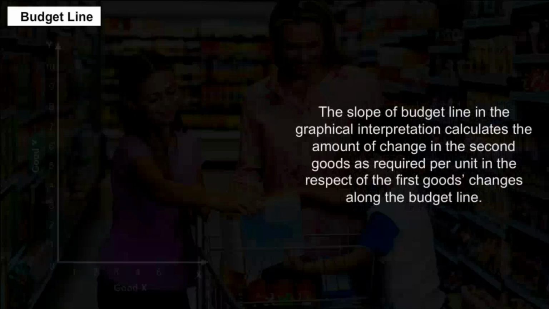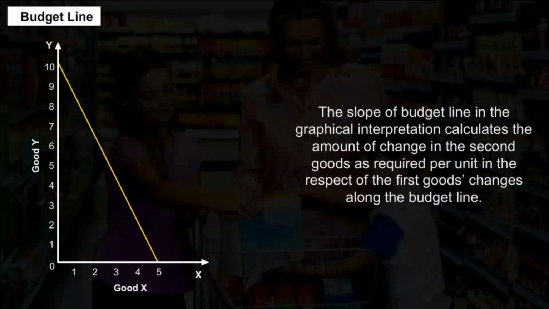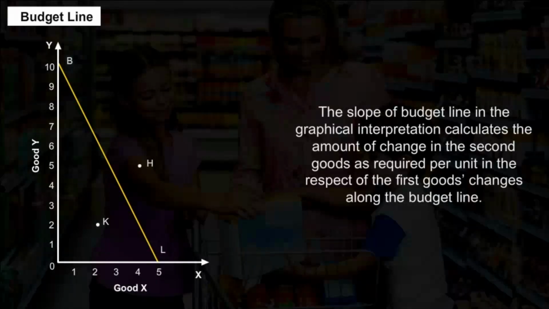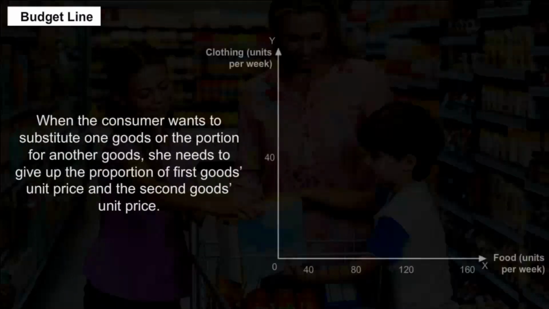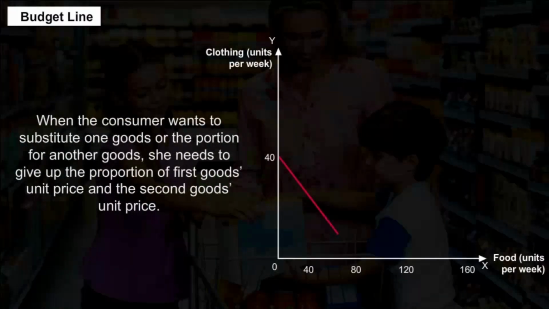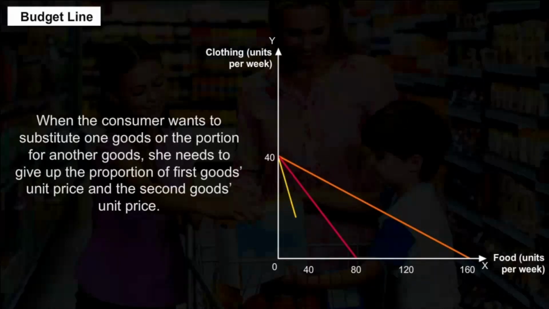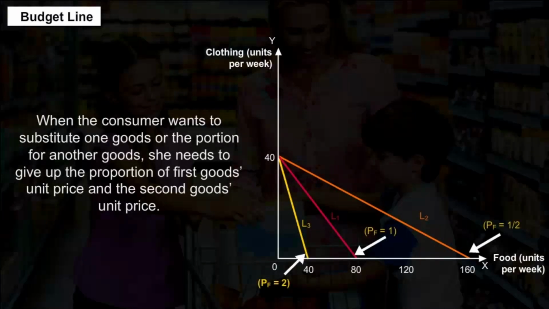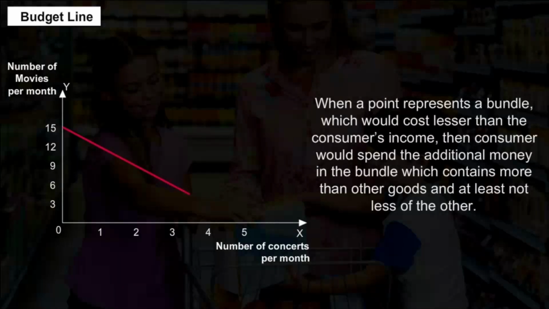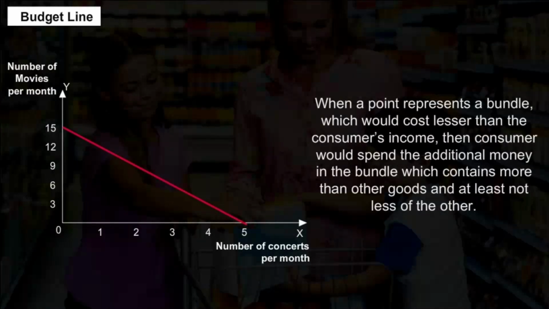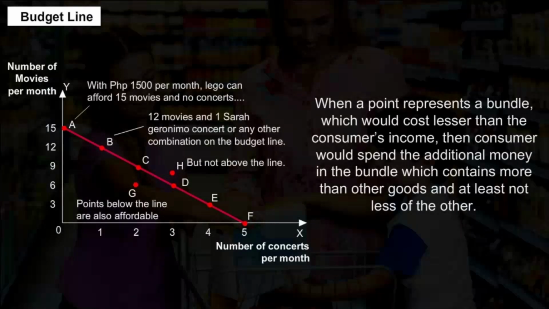Budget line. The slope of the budget line in the graphical interpretation calculates the amount of change in the second good required per unit change in the first good along the budget line. When the consumer wants to substitute one good for another, she needs to give up a proportion based on the first good's unit price and the second good's unit price. When a point represents a bundle which would cost less than the consumer's income, the consumer would spend the additional money on a bundle which contains more of one good and at least not less of the other.